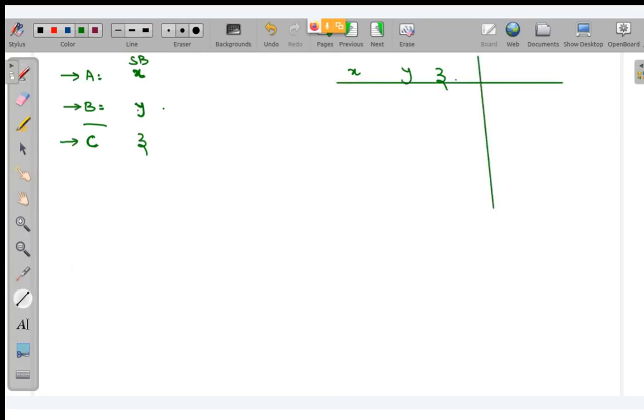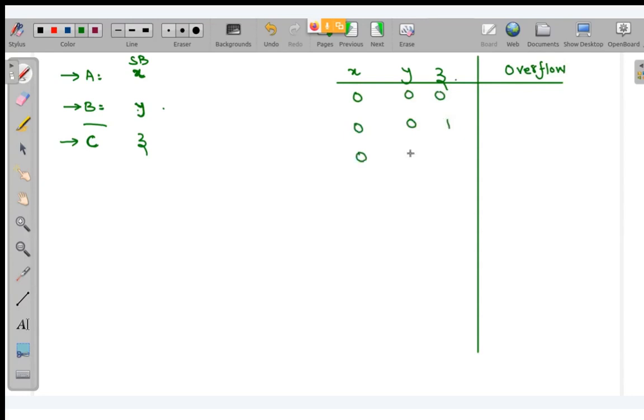So what all combinations can X, Y, Z have? It can be either 0,0,0; 0,0,1; 0,1,0; 0,1,1; 1,0,0; 1,0,1; 1,1,0; 1,1,1. So these are all 8 combinations that X, Y, Z can have.